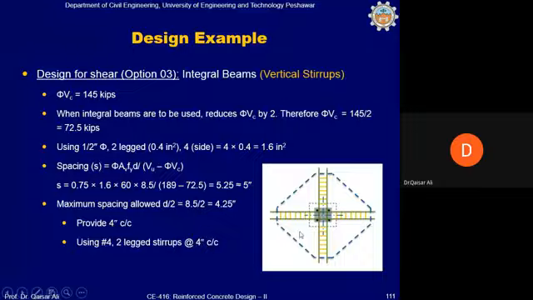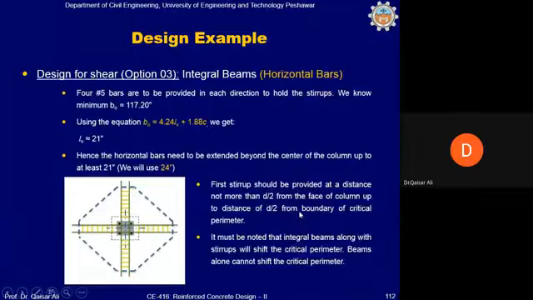The next thing is to calculate the length of these integral beams. The length of the integral beam can be calculated from this equation, which we derived in the previous slides. bo is equal to 4.24 Lv plus 1.88 c. Okay. And bo that we used in our calculations, the minimum bo is 117.2 inch. So this 117.2 inch will be used in this calculation. Here, 117.2 inch, 4.24 Lv plus 1.88 c, where c is the size of the column. This gives us an Lv equal to 21 inch.